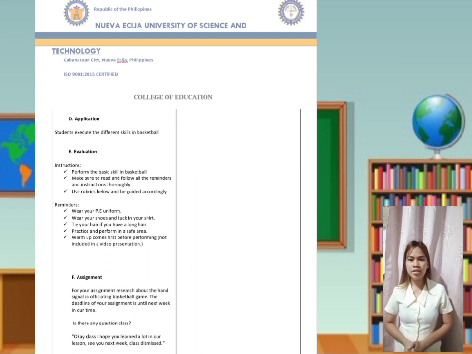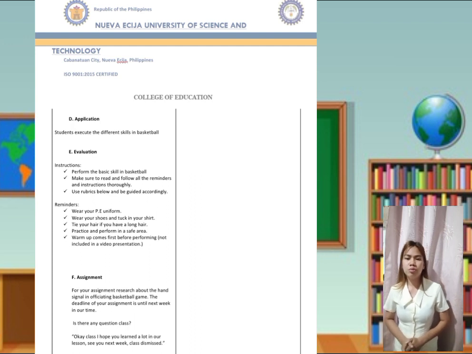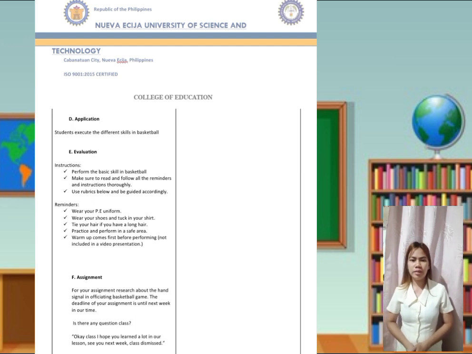Here, as you can see on the screen, I have an instruction and reminders to guide my students for their activity. Last is assignment. For their assignment, I will ask them to do research about the hand signals in officiating basketball, which will be my next topic to discuss. The deadline of their assignment will be next week. After that, I will ask them if they have any questions, and if none, I will dismiss the class.